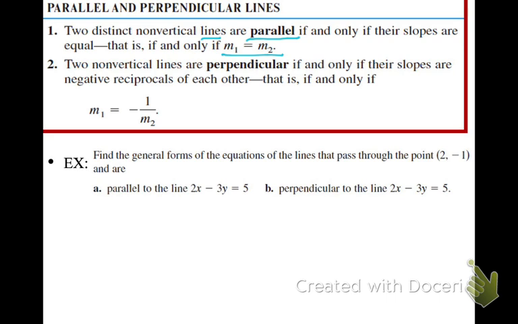If two lines are perpendicular, they have the negative reciprocal. When I multiply the two together, I get negative 1. Okay? So parallel lines, slopes are equal. Perpendicular lines, they are negative reciprocals of each other because they have to meet at what kind of an angle? 90. A 90-degree angle.